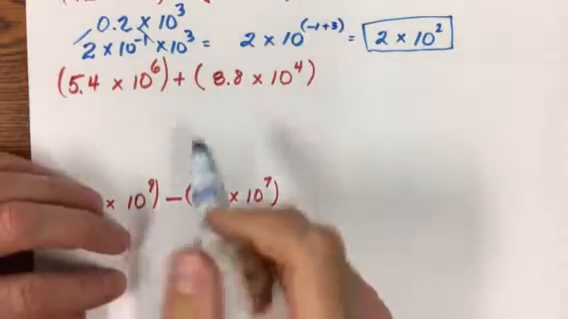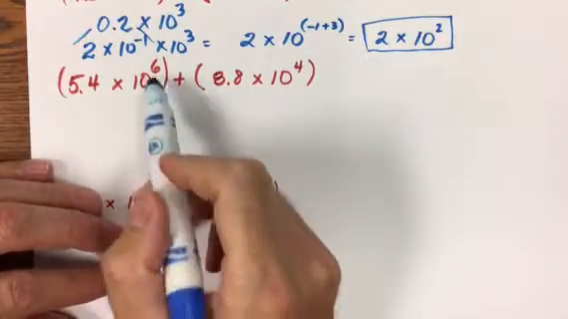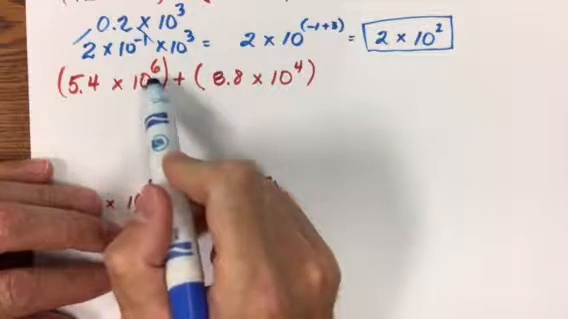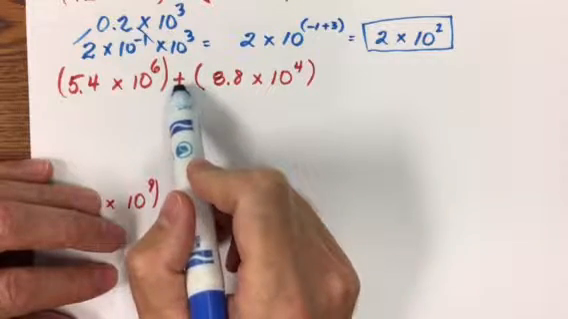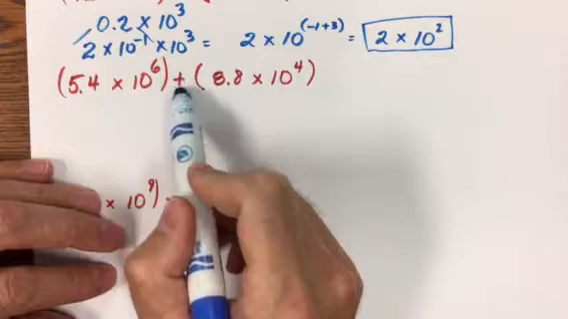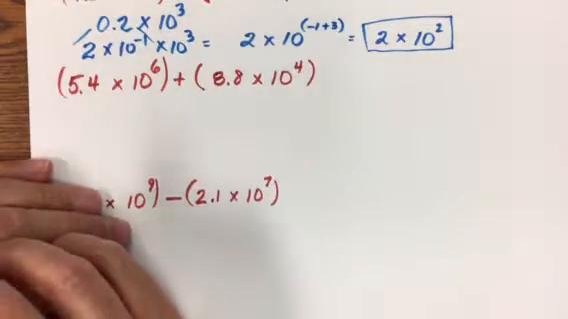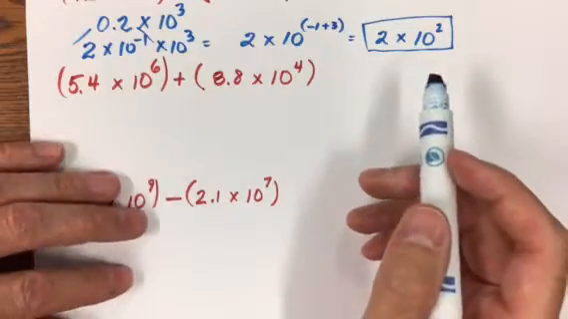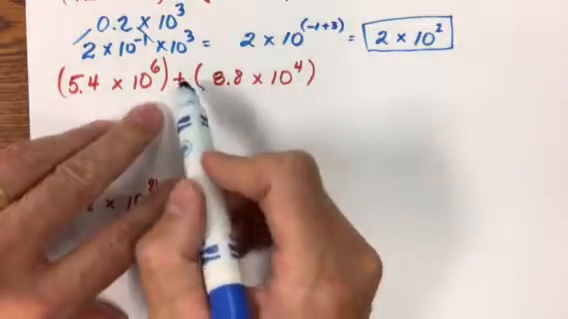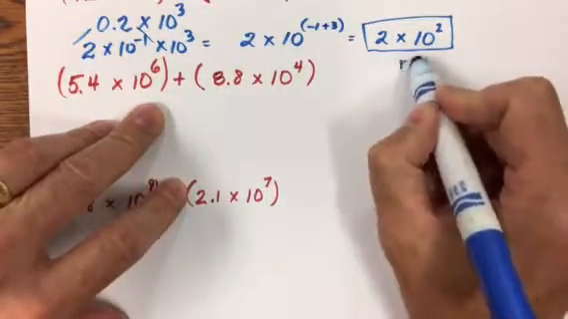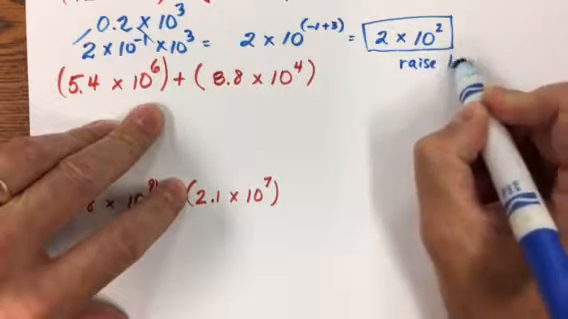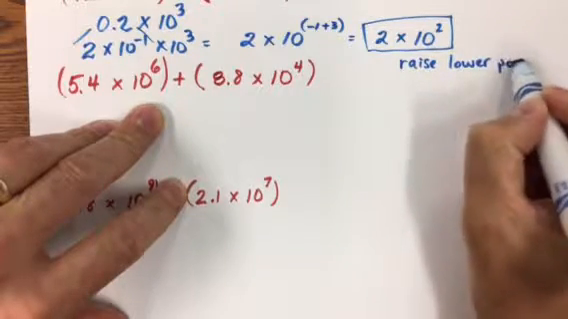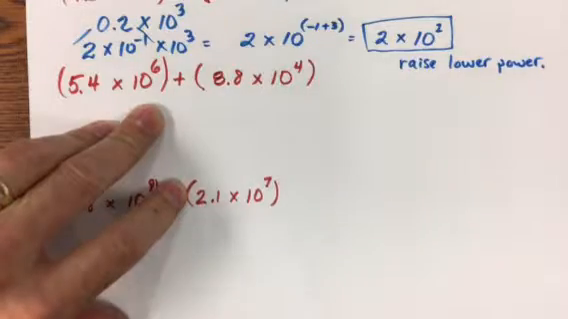All right, so what I'm going to do first is ask, are these powers of 10 already the same? No. Since I'm adding, they need to be the same so that I can proceed. So how do I get them to be the same? And here's where the trick comes in with this stuff. You always want to raise the lower power. Okay, keep that in mind. You always want to raise the lower power.